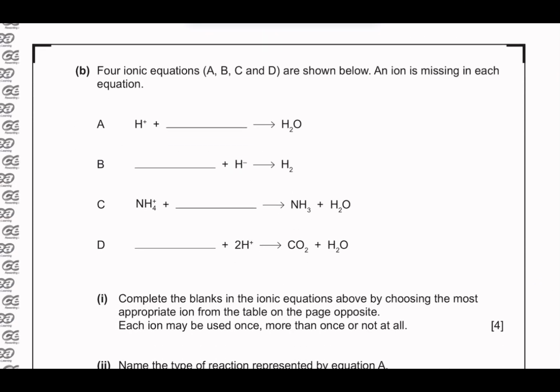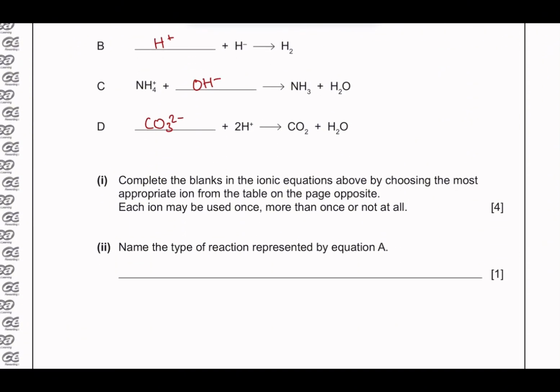Then we look at the four ionic equations below here. So what ion's missing? So it's OH- for the first one to form water. So H+ would give hydrogen. To give water you need a hydroxide ion again. And then to form carbon dioxide you always need a carbonate ion.